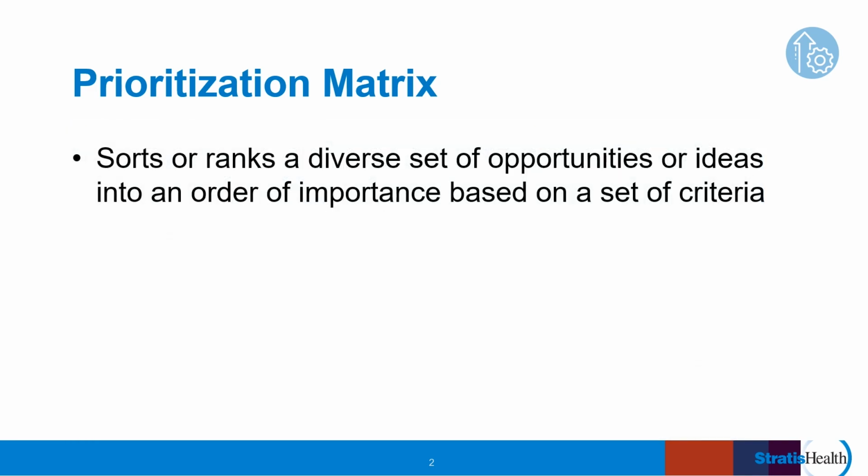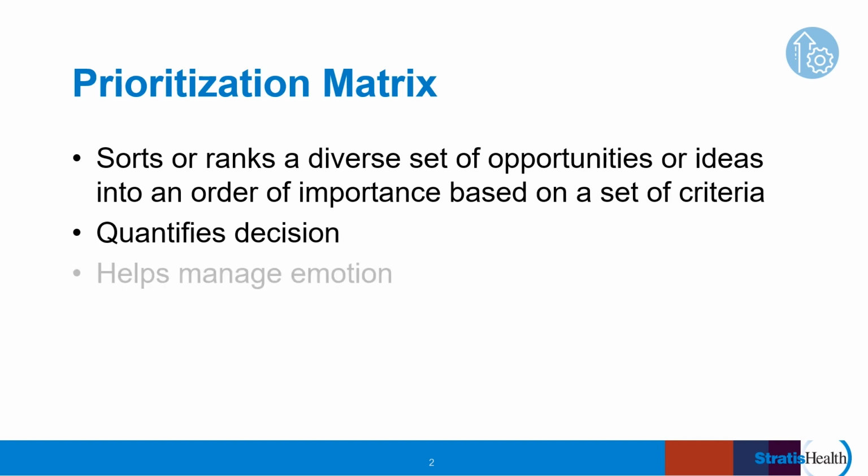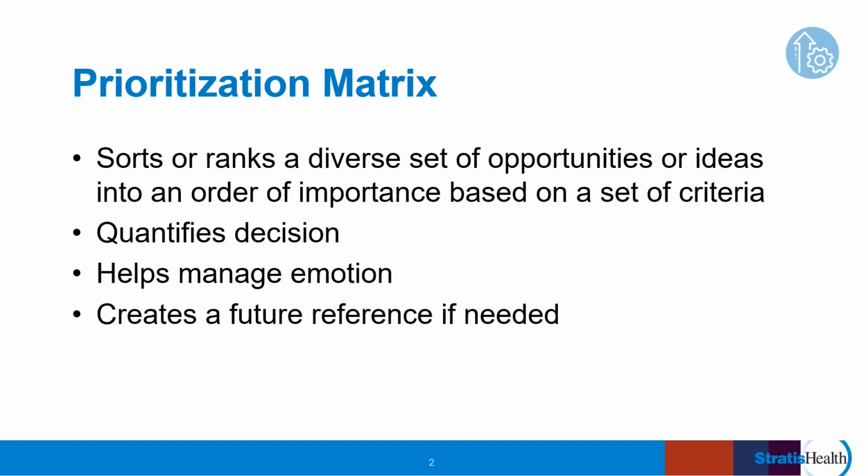A prioritization matrix helps the team look at a diverse set of opportunities and apply criteria to establish priorities. Because you set a numerical value associated with how well the opportunity or idea fits each of the criteria, using a matrix helps quantify the decision of what to work on first. This can prevent choosing an opportunity based on individual preference or on the views of the person who can mount the most convincing argument. It is also helpful as a future reference if the team wants to look back and see why they chose a certain opportunity over others.